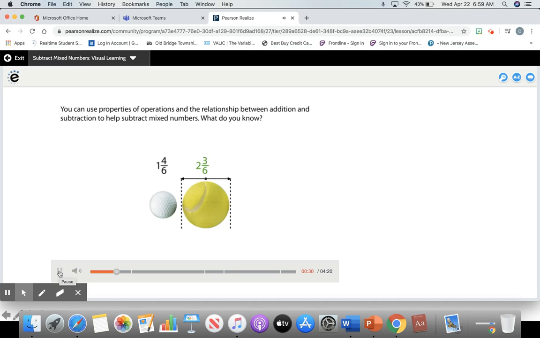You can use properties of operations and the relationship between addition and subtraction to help subtract mixed numbers. What do you know? A golf ball measures 1 4/6 inches across the center, and a tennis ball measures 2 3/6 inches. What do you need to find?